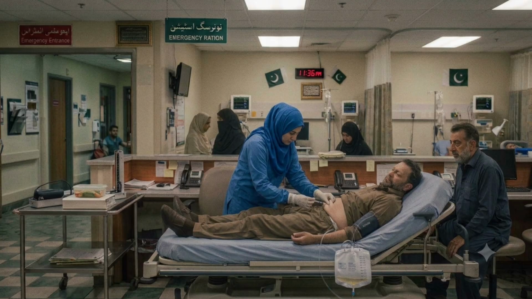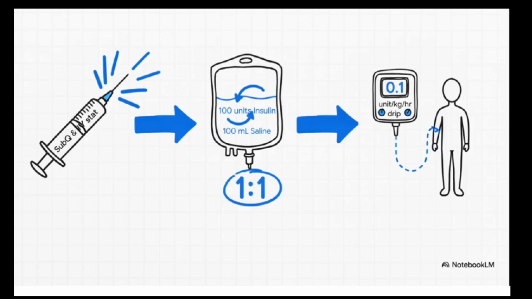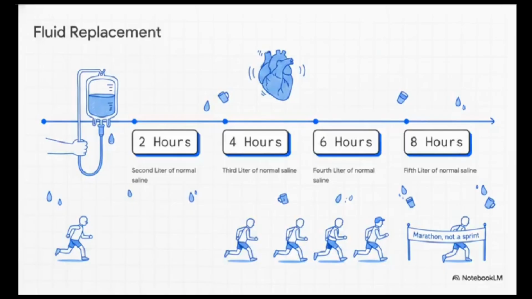After confirmation, you initiate treatment. You administer 5 to 10 units of regular insulin subcut and the same dose intravenously as a stat dose. Regular insulin infusion is then started according to the patient weight. An insulin infusion is prepared by adding 100 units of regular insulin to 100 ml of normal saline, resulting in a concentration of 1 unit per ml. The infusion is then started at a rate of 0.1 unit per kg per hour. For example, for a 70 kg patient, multiply 70 by 0.1, that makes 7 units per hour, 7 ml per hour. This means the infusion will go to the patient at 7 ml per hour.